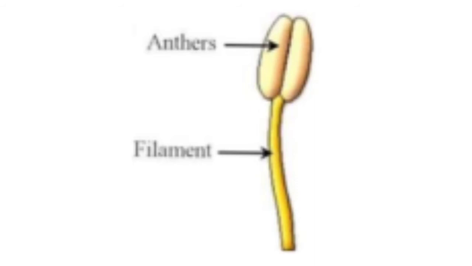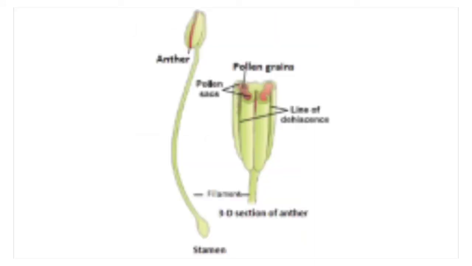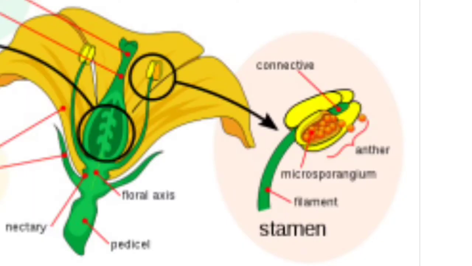Filament. The filament is the long cylindrical tendril part of the stamen. The function of the filament is simply to hold up the anther, extending it up to an accessible part of the flower for pollinators' reach. The filament is a stalk-like structure that attaches to the base of the flower and supports the anther.